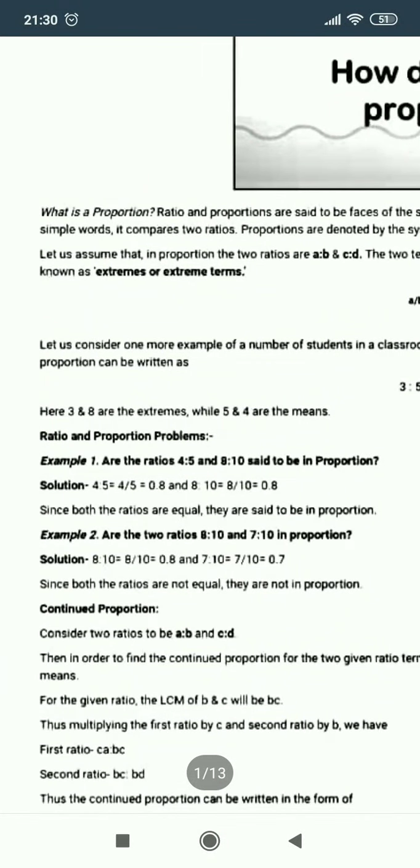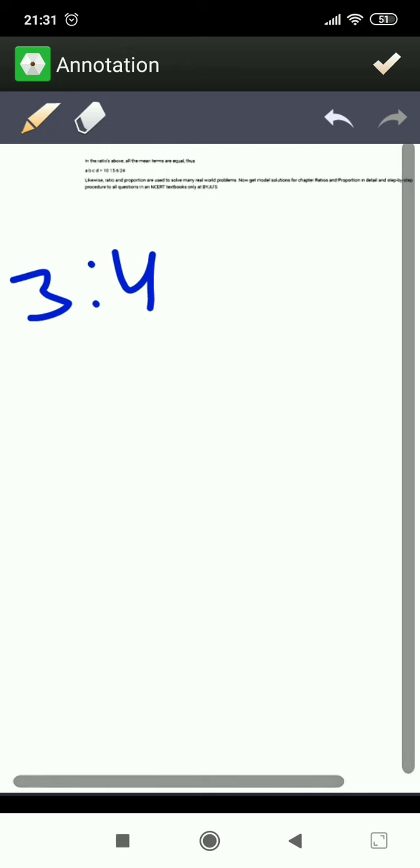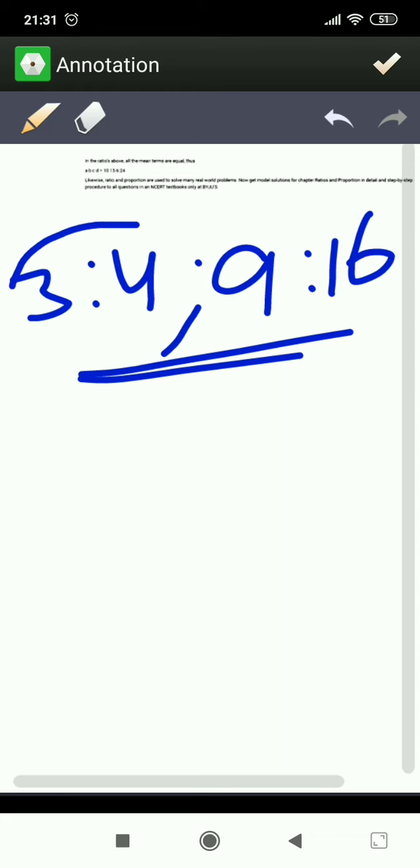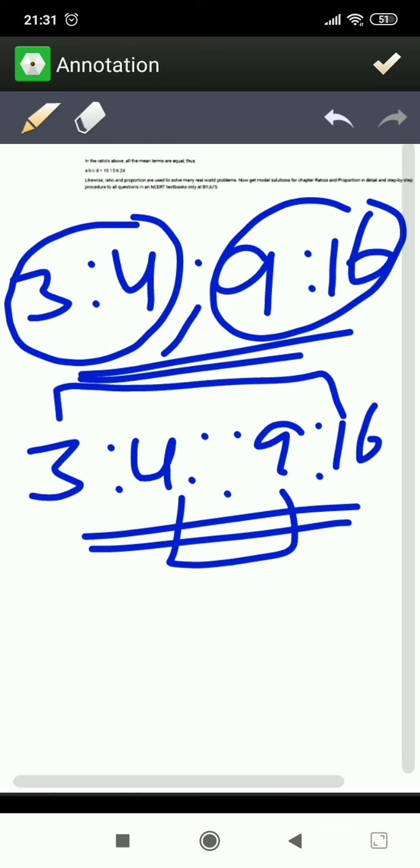Suppose we take 3 is to 4 as one ratio and 9 is to 16 as another ratio. The question is whether these two ratios are in proportion or not. If these two ratios are in proportion, then this must be satisfied: product of means equals product of extremes. That is the condition.